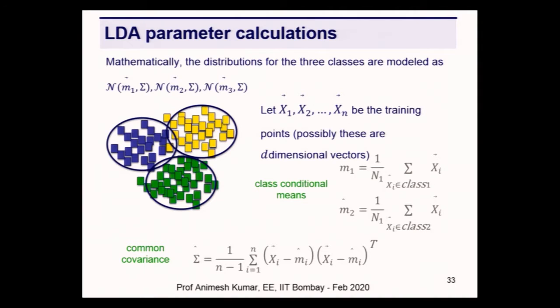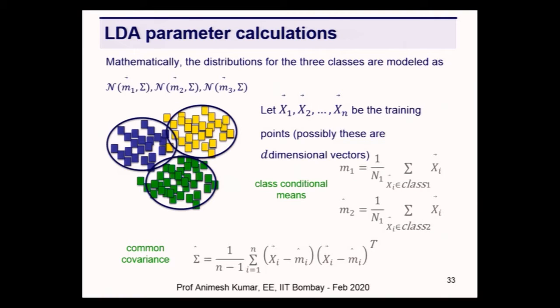Well, even if the values are not given, we do have training samples. So let us say we have x1, x2 to xn. These are vector values. Generally speaking, this could be d-dimensional. Even though I'm showing them as two-dimensional, they could be higher in dimension. They could even be scalar. So d could be 1 or d could be larger.